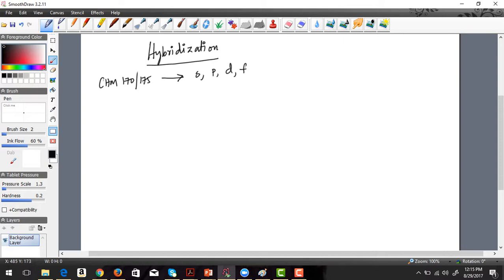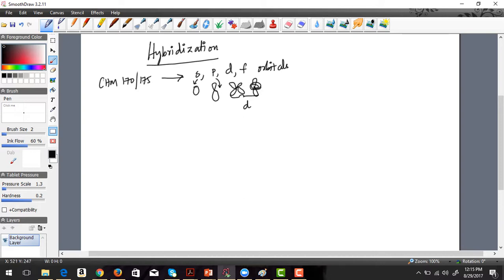and F orbitals, right? S is circular, P is more like a dumbbell, D has quite a bit of shapes. They look like this, and they also look like this. This is S, this is P, these two are D, and then we also have F orbitals.